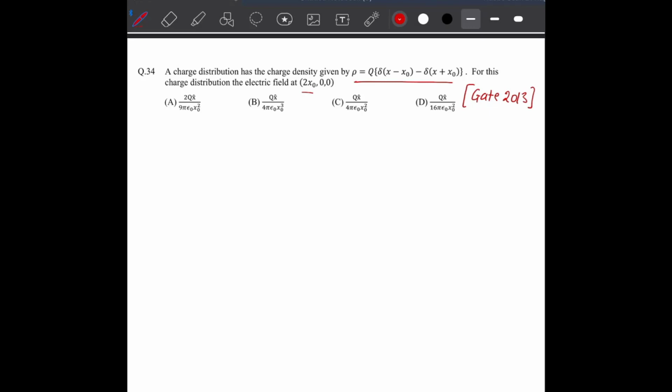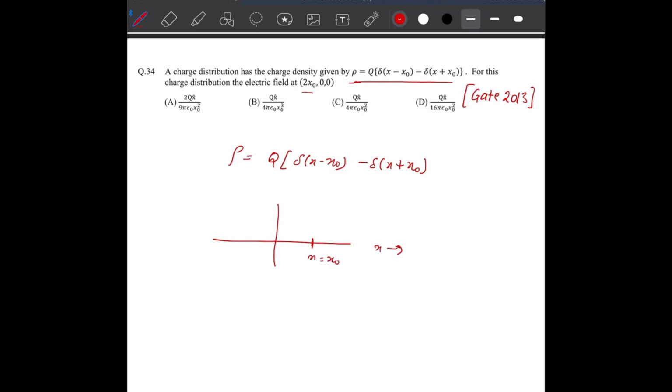So if you want to calculate the electric field, you must know the electric dipole, what distribution of these charges will give, and from this charge distribution you will calculate the electric field. So if you look at this charge distribution rho, which equals Q delta(x minus x naught) minus delta(x plus x naught), and you try to visualize how this looks, at x equals x naught.